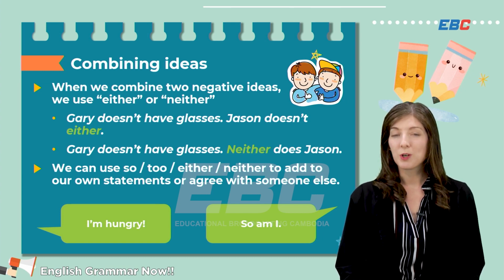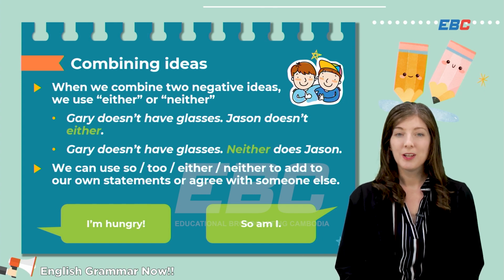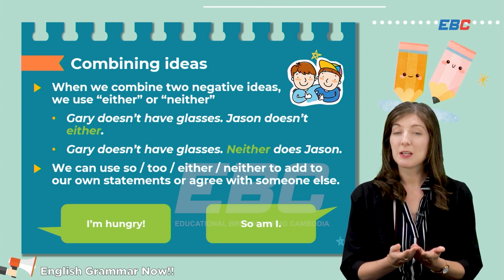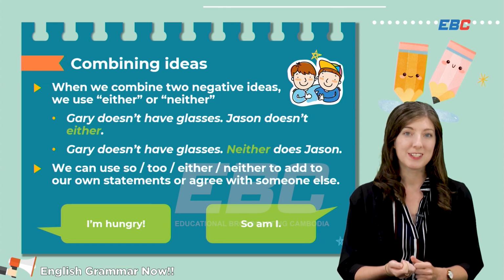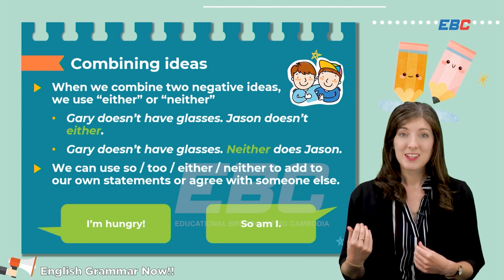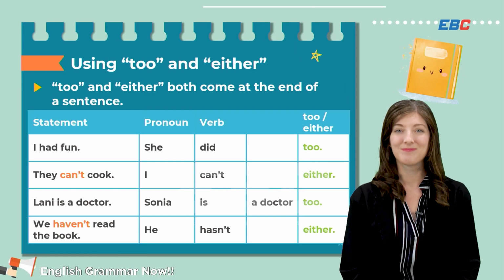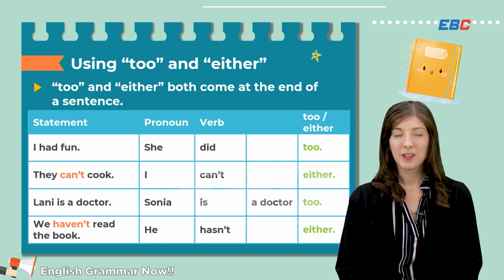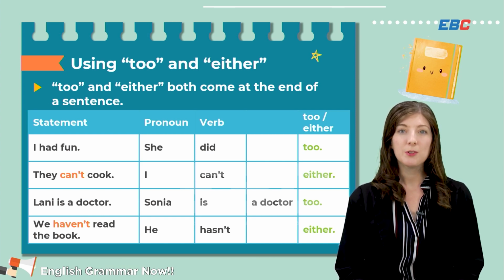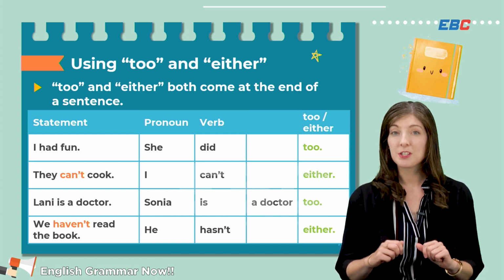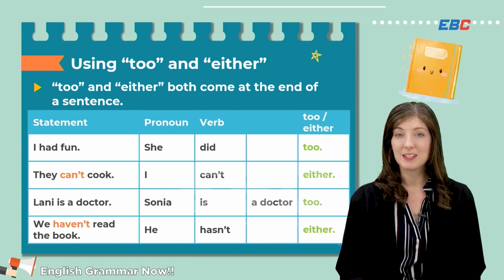So we use these words, so, too, either, and neither, to add to our own statements, but also to respond to someone else's statement. For example, if someone says, I'm hungry, I could say, so am I. Here's how we would use too and either. Remember that too is used to combine two positive ideas. Either is used to combine two negative ideas.